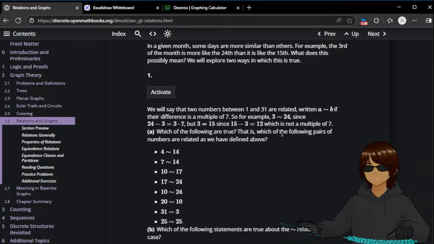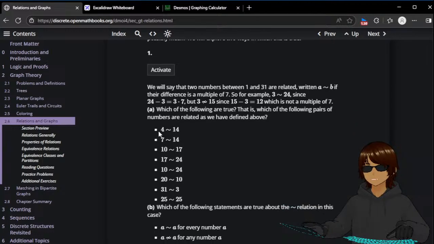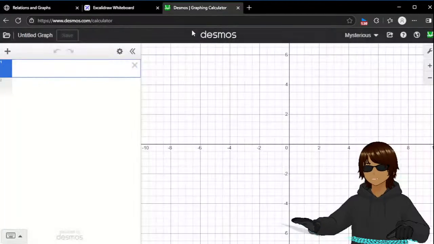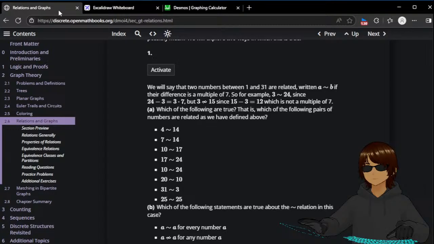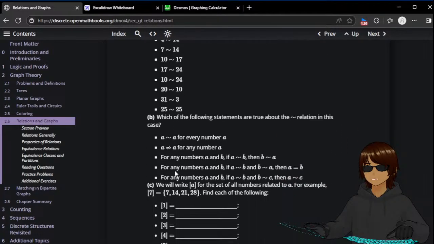Which of the following are true? That is, which of the following pairs of numbers are related as we have defined above. So 4 and 14 are not related. 14 minus 4 is 10. 14 minus 7 is 7. So these are related. 24 minus 17, I think they're related. Yeah, 17 plus 7 is 24. Yeah, I got the point.